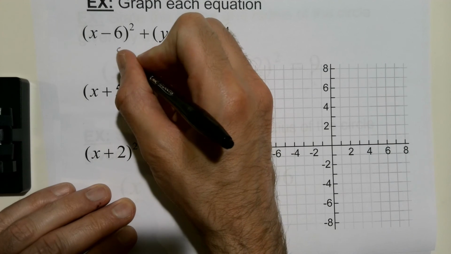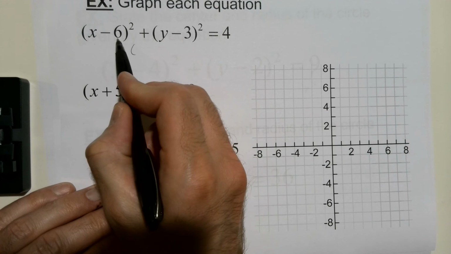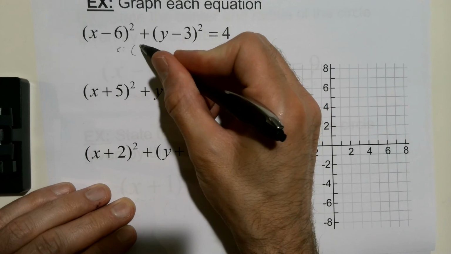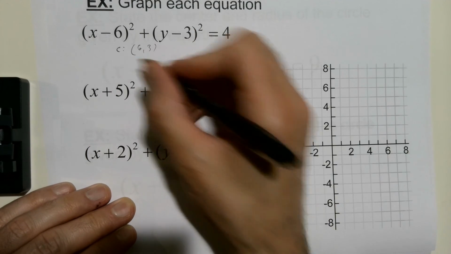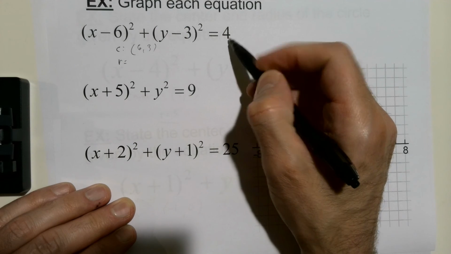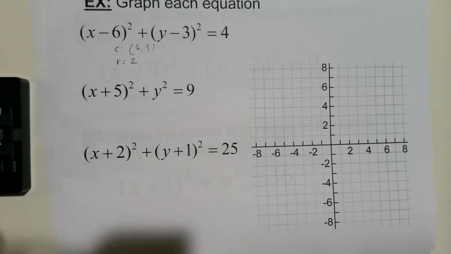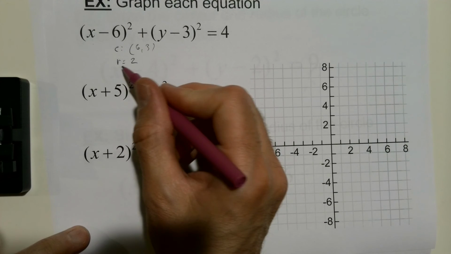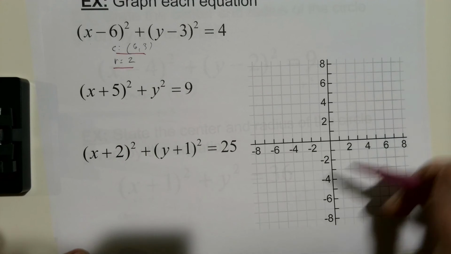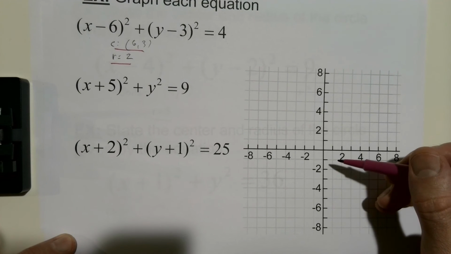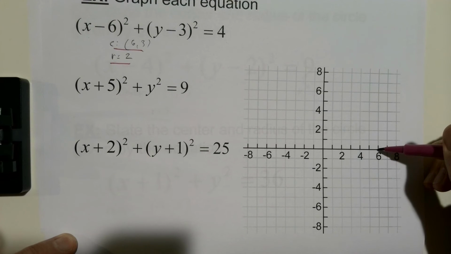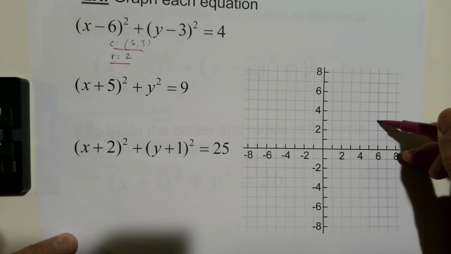I'm just going to say C for center. All right, so that should be 6 comma 3. And radius is going to be the square root of that number, which would be a 2. And I'm going to do this one in purple. So if I go over here and I plot that center point, over 6, up 3.